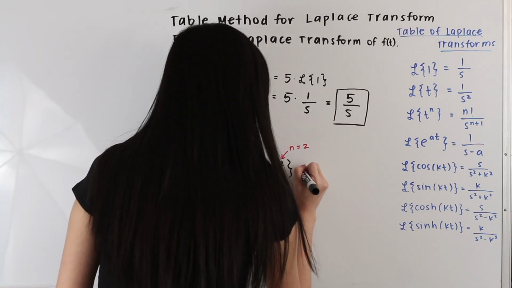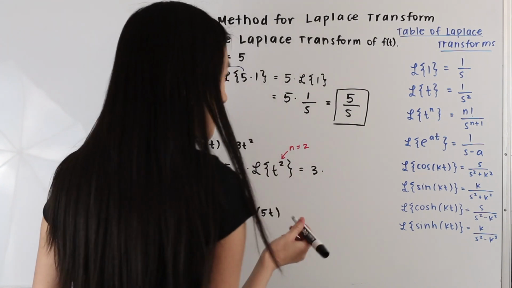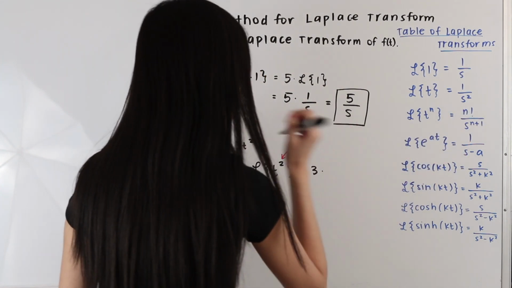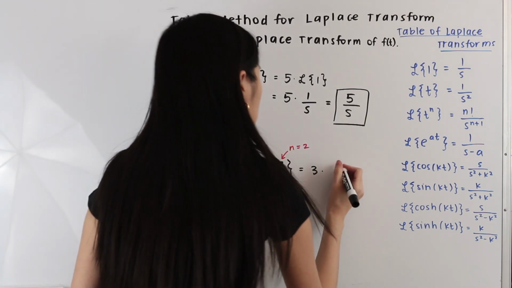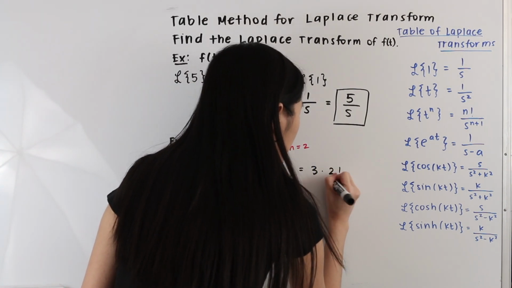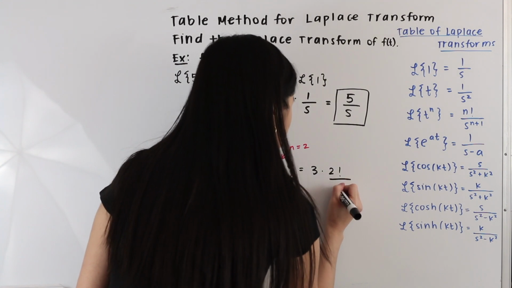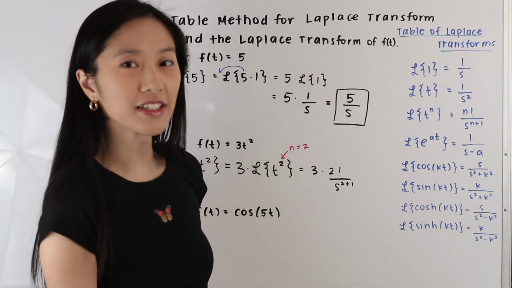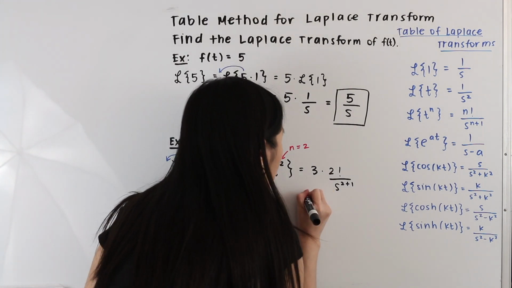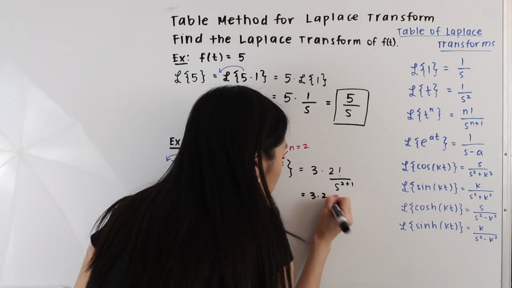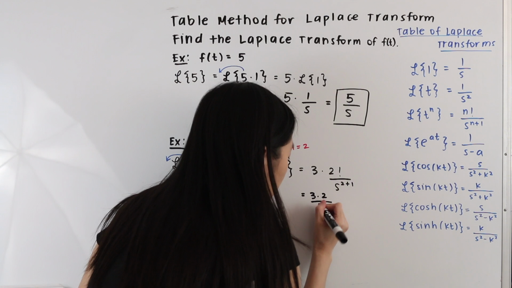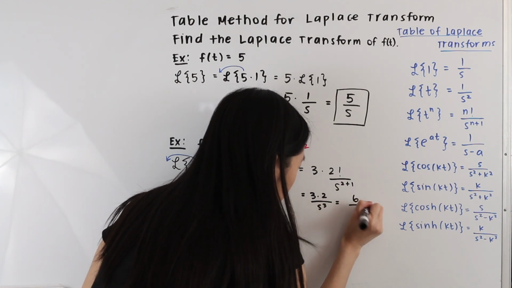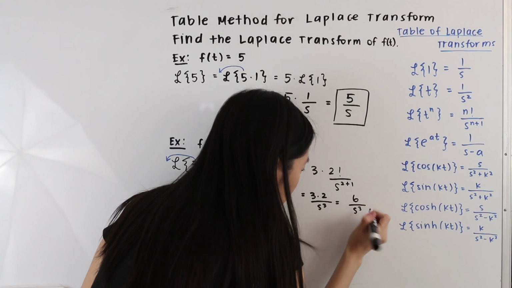So using our table, we have 3 times n factorial over s to the n plus 1. So n is equal to 2. So we have 2 factorial over s to the 2 plus 1. And we know that 2 factorial is equal to 2, so we have 3 times 2 over s to the third power, and this simplifies down to 6 over s cubed.